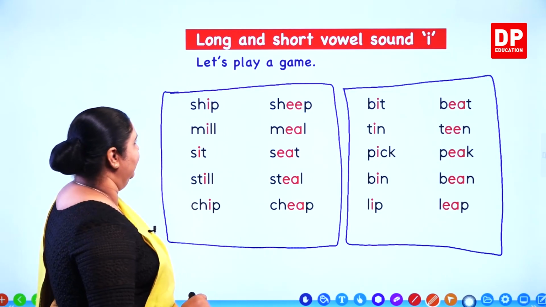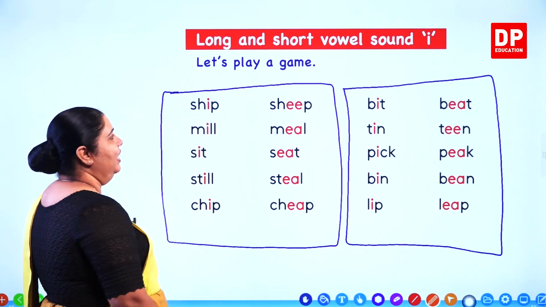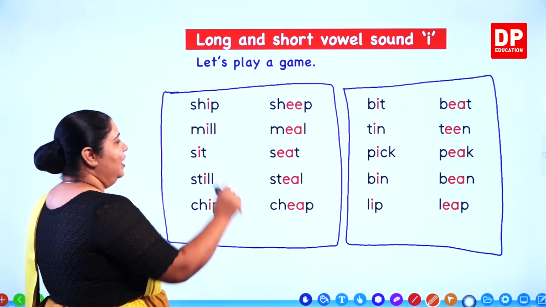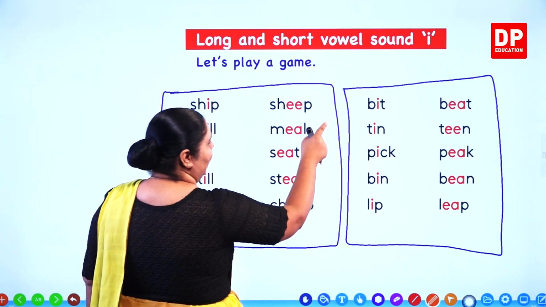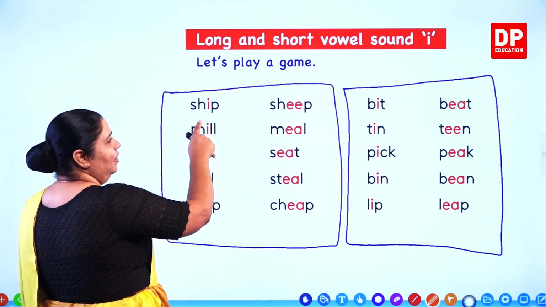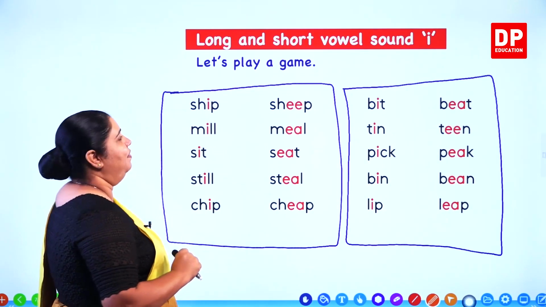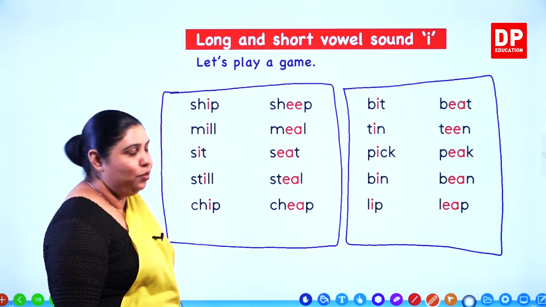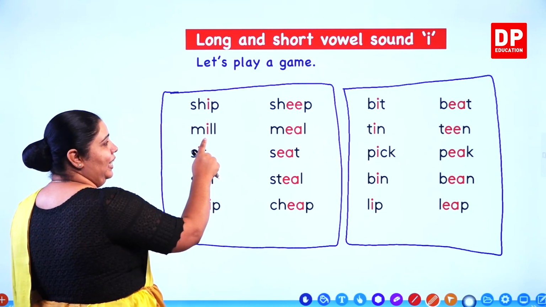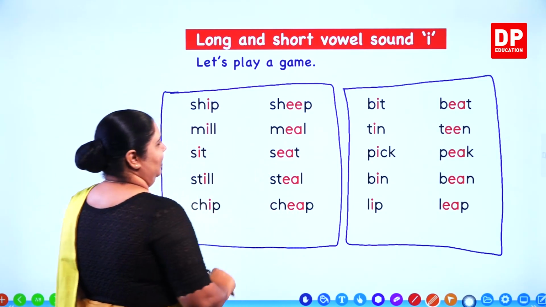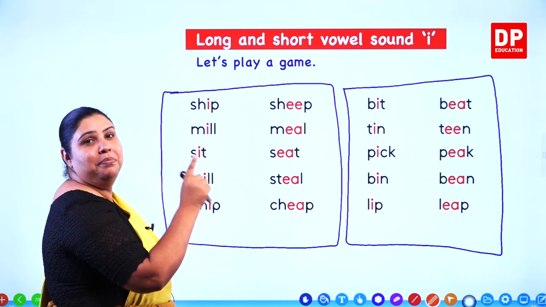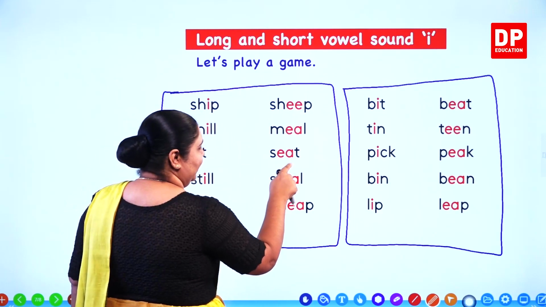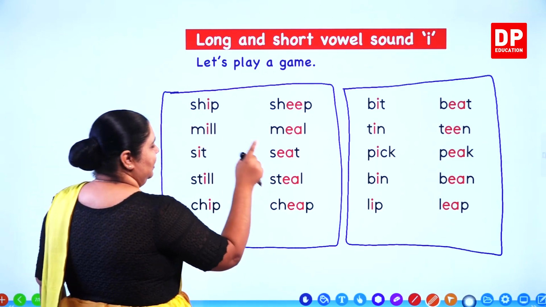Right? Now look at the words. We have the word ship and we have the word sheep. Ship becomes sheep. The short E is in the word ship, and we have the long E in the word sheep. Okay? Then we have mill, meal, mill, meal. Then we have sit, seat, sit, seat.